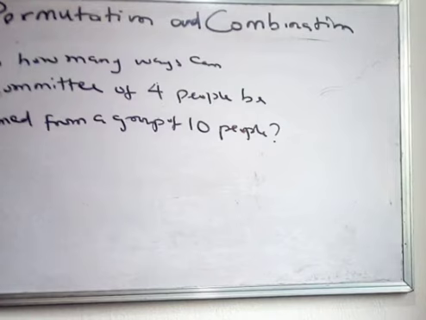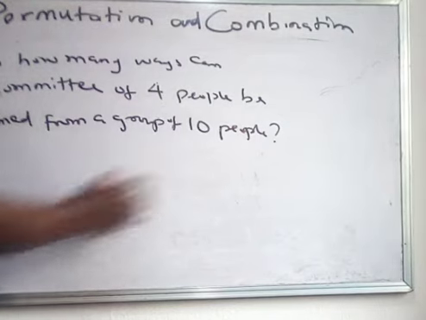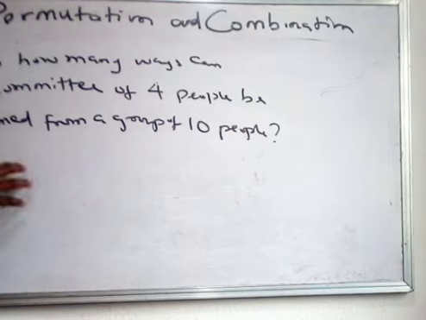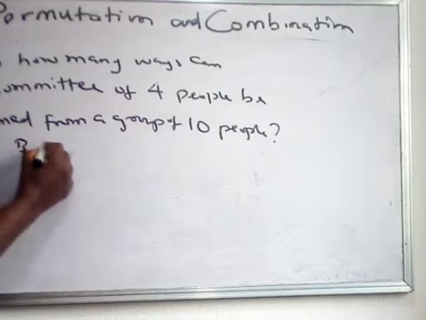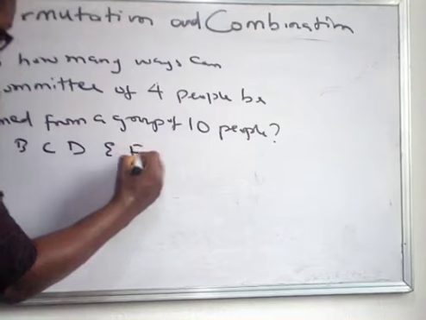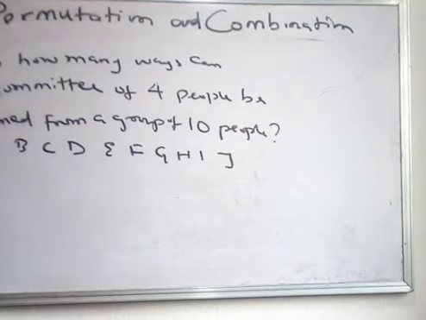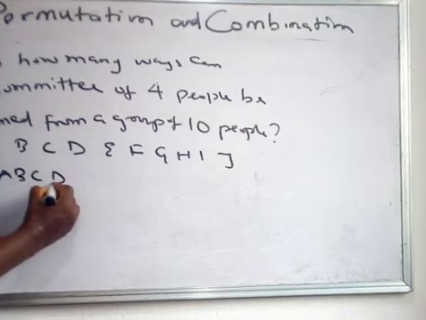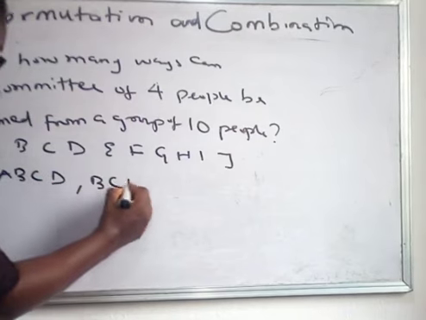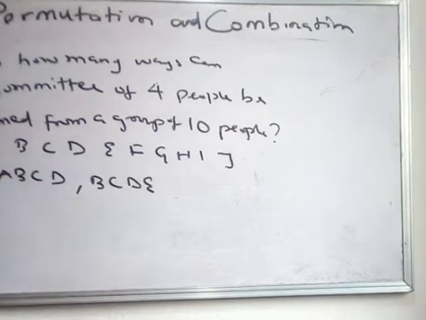So that means if we have 10 people, A to J, we need to pick out 4 people. If, for instance, we have A, B, C, D, E, F, G, H, I, J, and these are the 10 people, we need to pick out 4 people from this. How many ways can we pick out 4 people from this? Of course, we can have something like this: A, B, C, D. We can also have B, C, D, E, and so on and so forth.